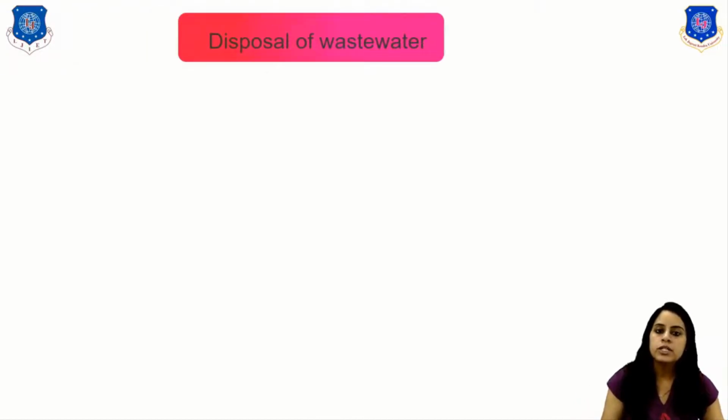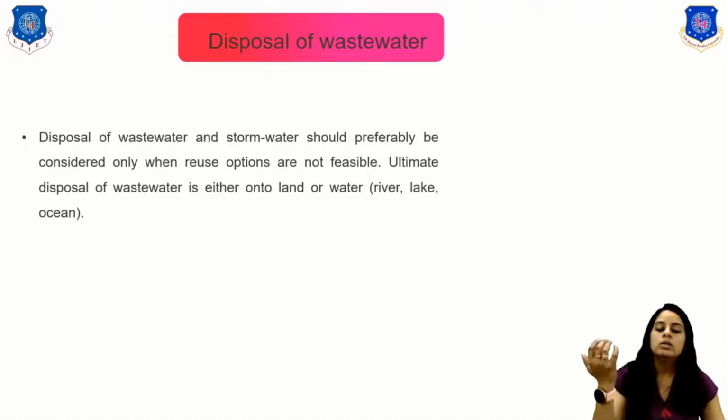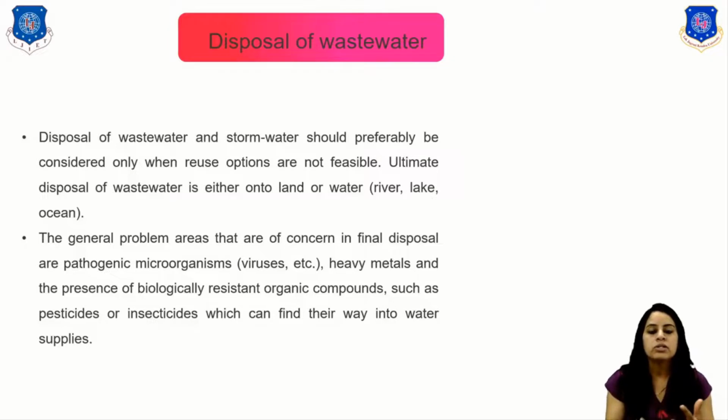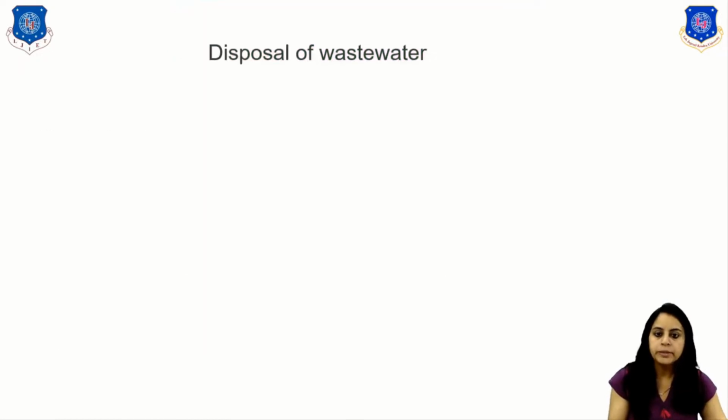Now the next one, which is the disposal of the wastewater. Okay, so the disposal of wastewater should preferably be considered only when the reuse options are not usable, right? Ultimate disposal of wastewater is either onto land or into a river. In general, the problem areas of concern in the final disposal are pathogenic organisms, then heavy metals, and the presence of biologically resistant organic compounds such as pesticides or insecticides, which can find their way into the water supply, right?